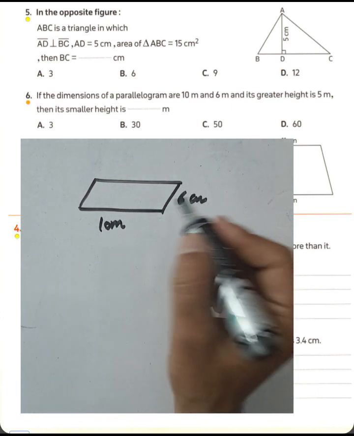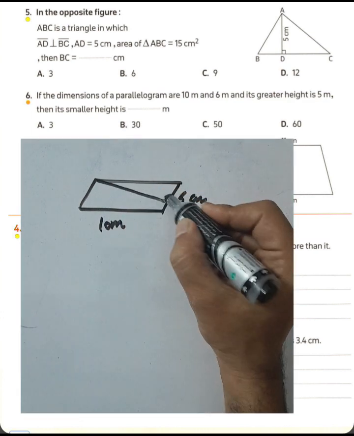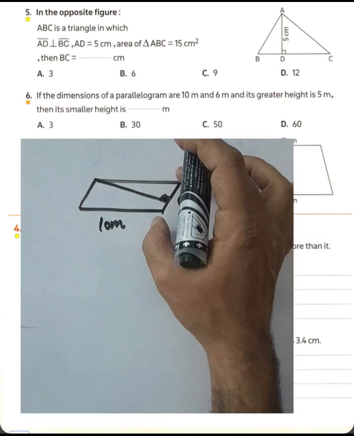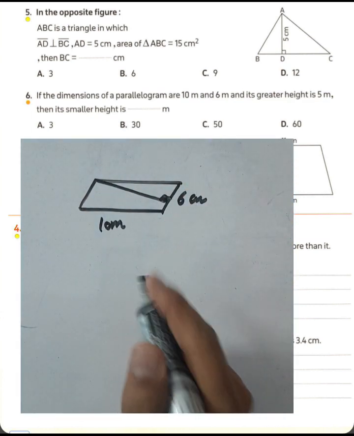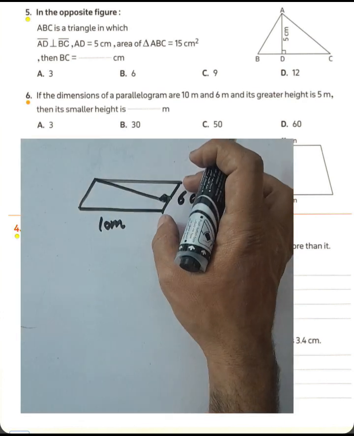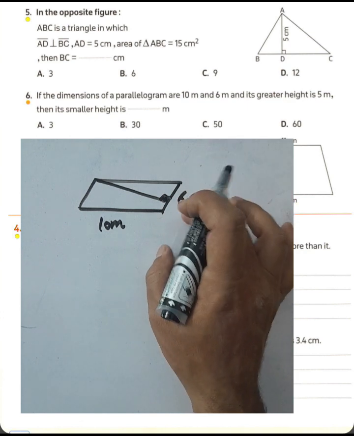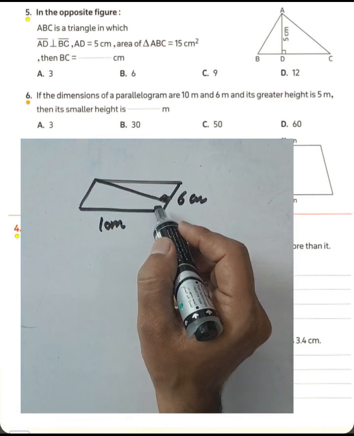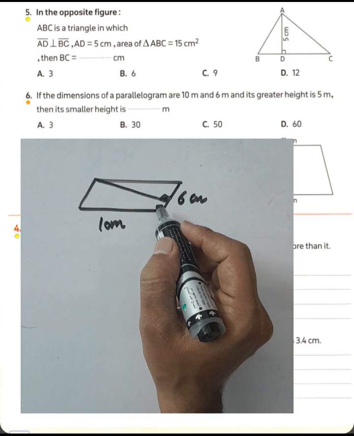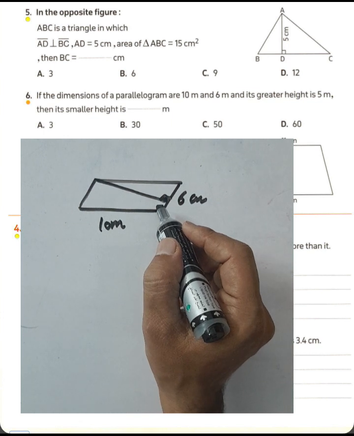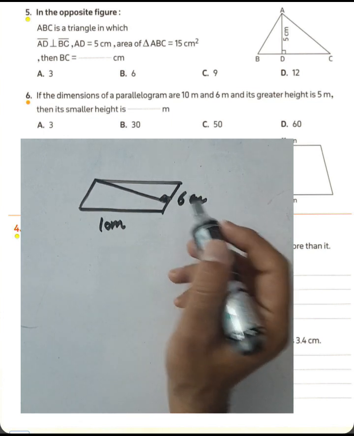is 5. Greater height, what does it mean? It means perpendicular to the smaller base. Okay, the greatest height is perpendicular to the smallest base. The smallest base here, or the smaller base, is 6 centimeters. The height here, it will be what? Greater height 5 meter to 6.